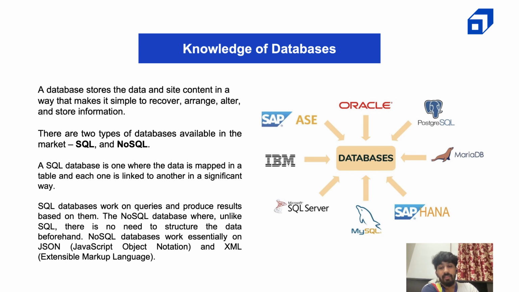But in NoSQL databases, there is no need to structure your data, because data could be stored in key value pairs and they could be stored like trees. And so it mostly uses JSON. It can also use XML, which is extensible markup language. JSON is basically JavaScript Object Notation. Most NoSQL databases use JSON because it's much easier and friendlier to work with.